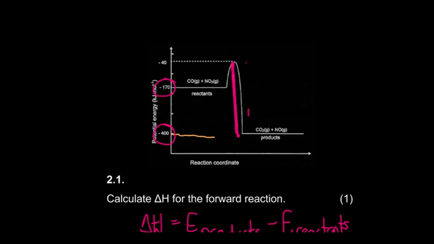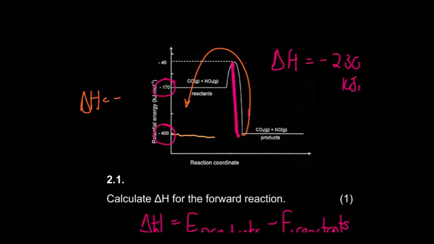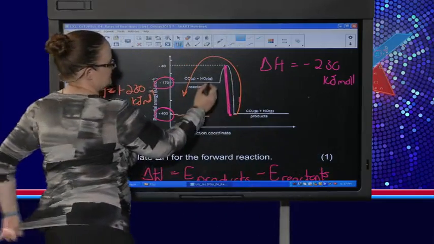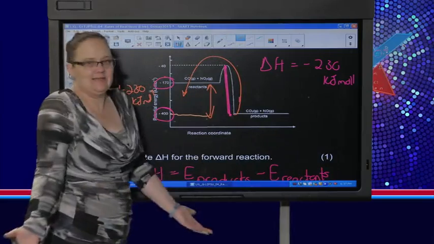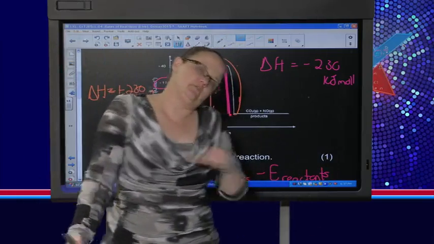Delta H for my forward reaction, we worked it out to be minus 230 kilojoules per mole. Delta H for the reverse reaction, for going this way around, is positive 230 kilojoules per mole. It's exactly the same, just one's negative, one's positive, because the difference in energy, whether you're going forward or backwards, is exactly the same. The reactants and products will have the same energy at beginning and end.